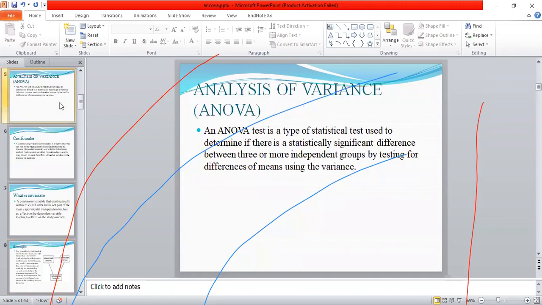So analysis of variance is ANOVA. The ANOVA test is a type of statistical test used to determine if there is a statistically significant difference between three or more independent groups by testing for the differences of means using the variance.